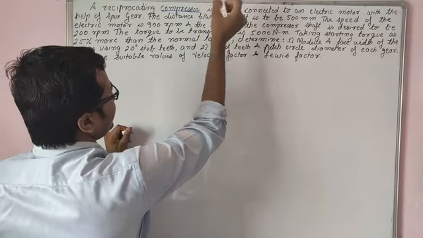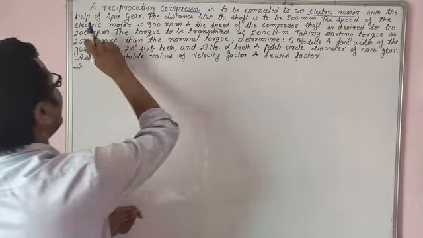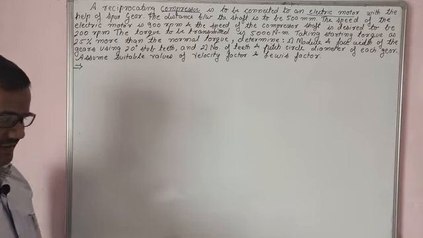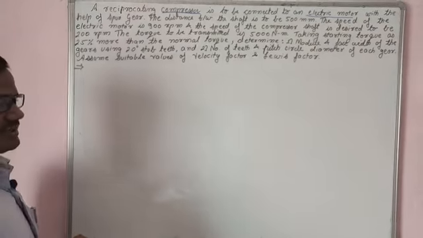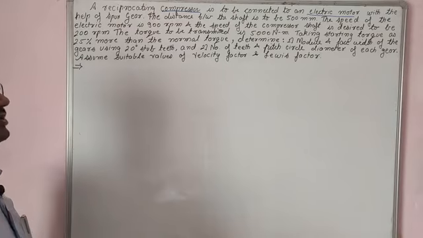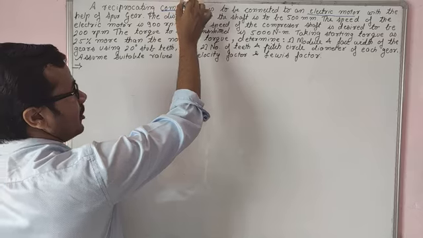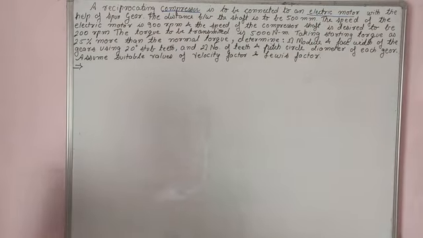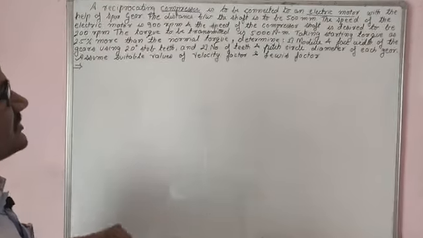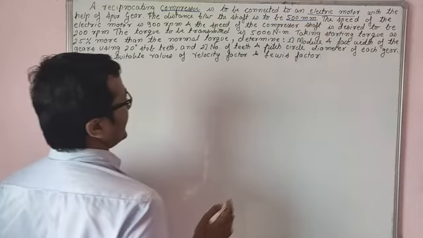We have a reciprocating compressor and it is to be connected to an electric motor with the help of spur gears. We are utilizing spur gears to connect them, which means obviously those shafts on which these two gears are to be mounted will be parallel to each other. That means the shaft of the compressor and the shaft of the electric motor should be parallel. The distance between the shafts is 500 mm.